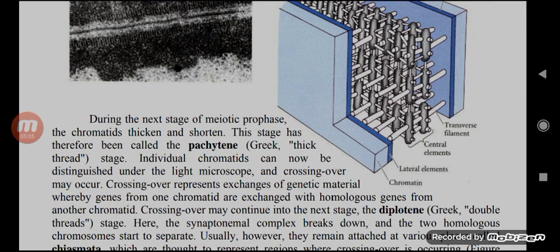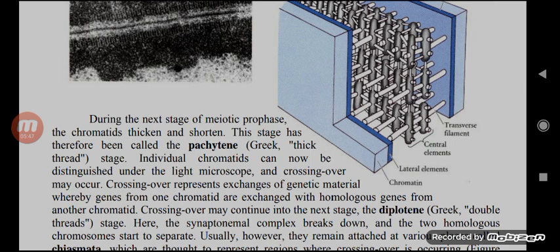During the next stage of meiotic prophase, the chromatids thicken and shorten. This stage has therefore been called the pachytene, Greek for thick thread, stage. Individual chromatids can now be distinguished under the light microscope, and crossing over may occur. Crossing over represents an exchange of genetic material whereby genes from one chromatid are exchanged with homologous genes from another chromatid. Crossing over may continue into the next stage, the diplotene, Greek for double threads, stage.